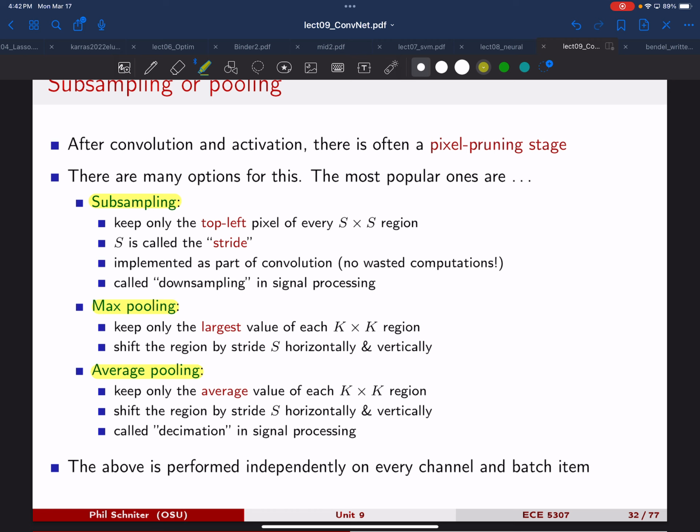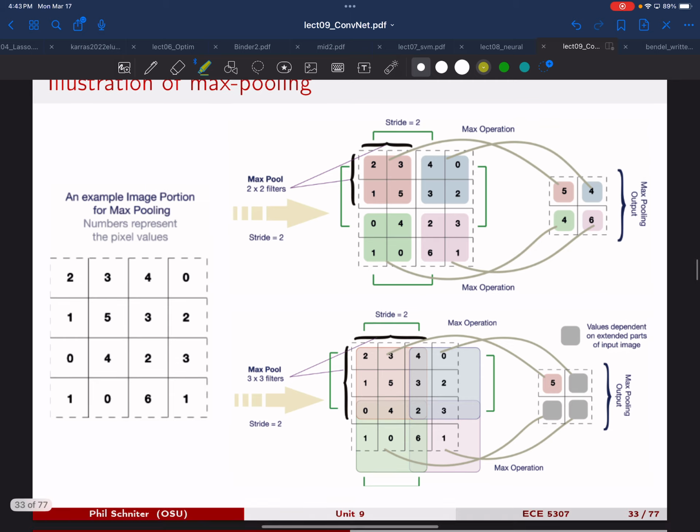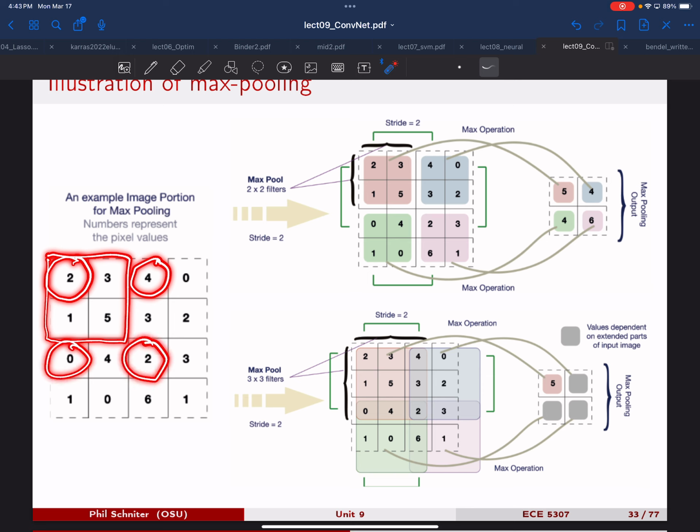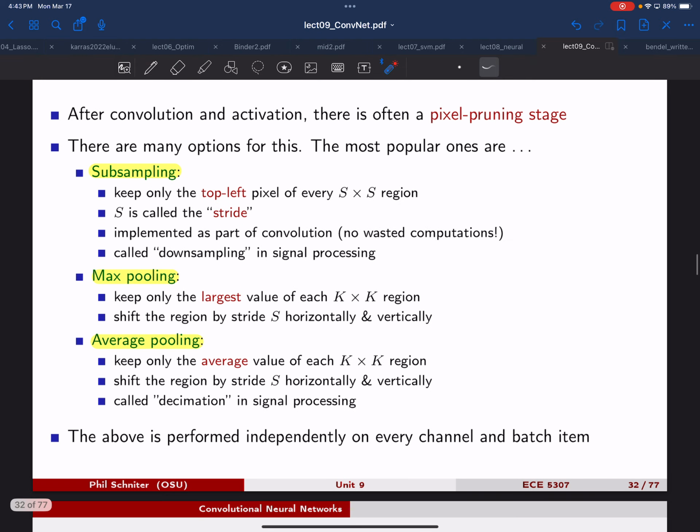So what subsampling does is perhaps the simplest. Let's say that I have this image, and I want to reduce the dimensionality by 2 in each direction. What I would do is in this top left corner, if I'm doing subsampling, I just keep this element, this element, this element, and this element, throw away the other elements, and now I've shrunk from 4 by 4 to 2 by 2. So that's what subsampling does. It's the simplest. If you've taken a course like 5200, exactly the same thing. It's called downsampling in signal processing.